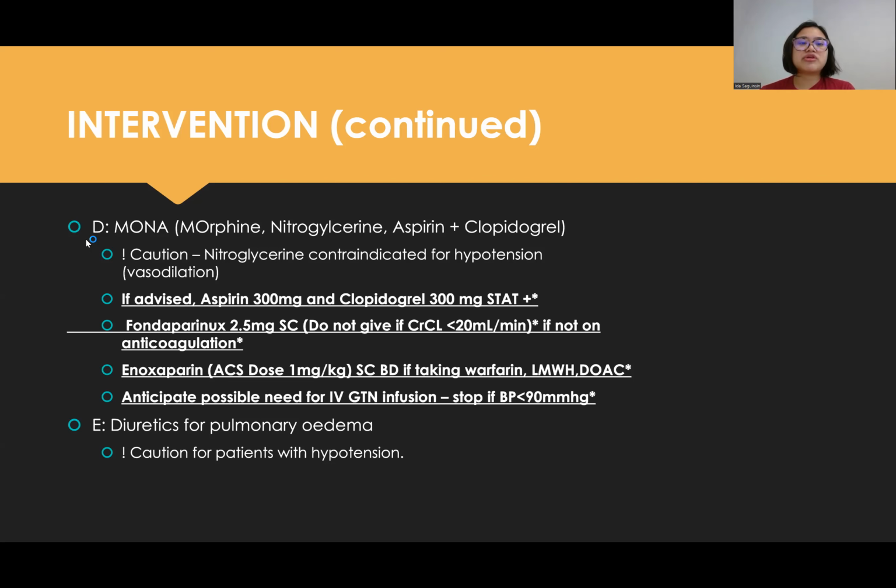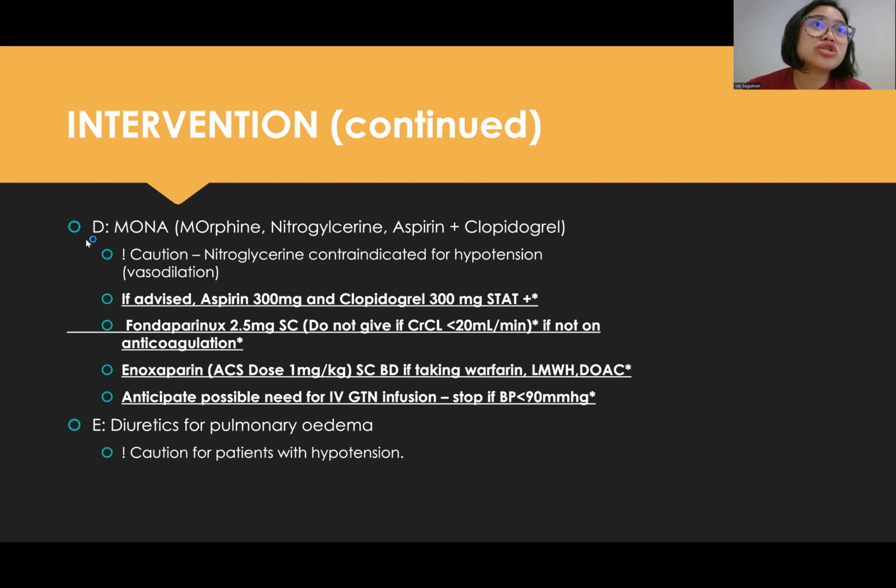Fondaparinux 2.5 milligrams subcutaneous is given if the patient was not previously on any anticoagulation. But we do not give fondaparinux if the creatinine clearance is less than 20 ml per minute. For patients who are already taking warfarin, low molecular weight heparin, or DOACs, direct oral anticoagulants, enoxaparin is given instead. The ACS dose would be 1 milligram per kilogram.